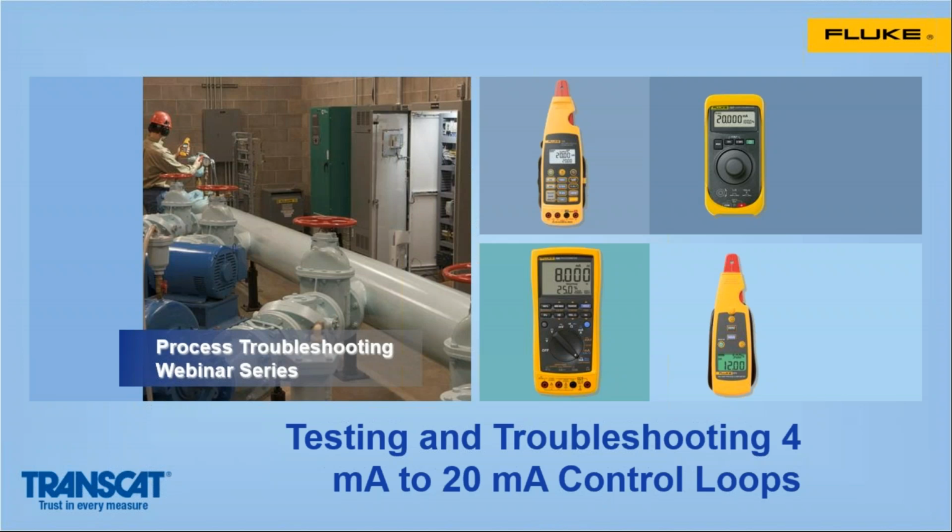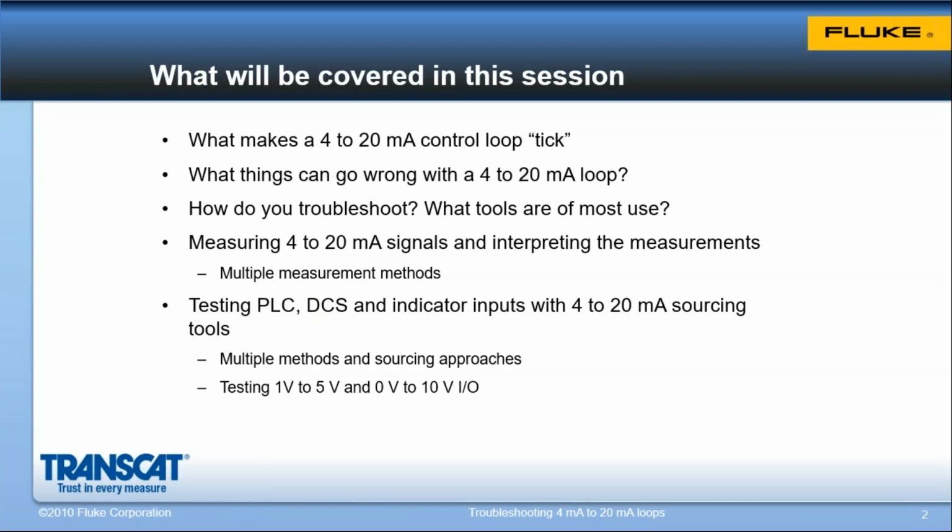Thank you, Nicole. Welcome, everyone. Today's topic, as Nicole mentioned, is testing and troubleshooting 4 to 20 milliamp control loops. Let's get started. We're going to cover what makes a 4 to 20 milliamp control loop tick, things that can go wrong with 4 to 20 milliamp control loops, and an in-depth discussion on how you troubleshoot and what tools give you the answer that are the most useful.